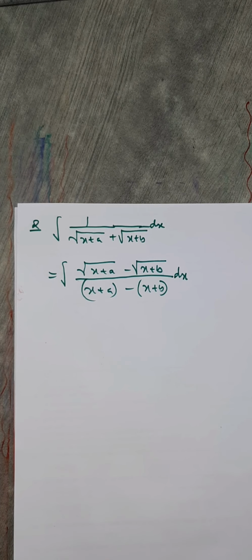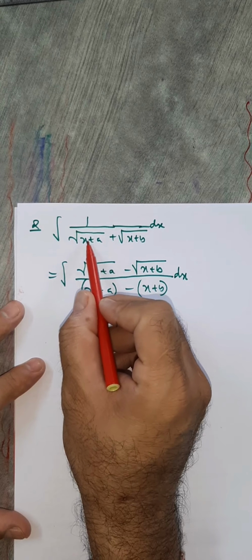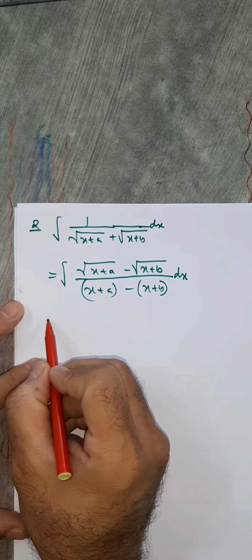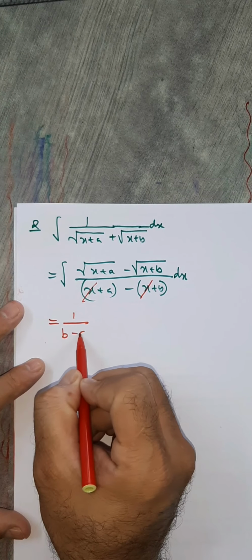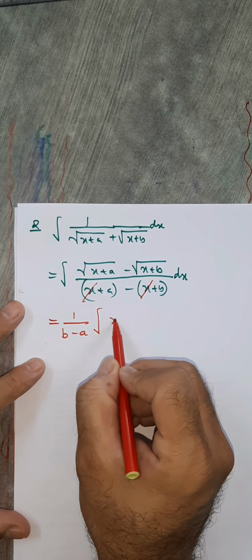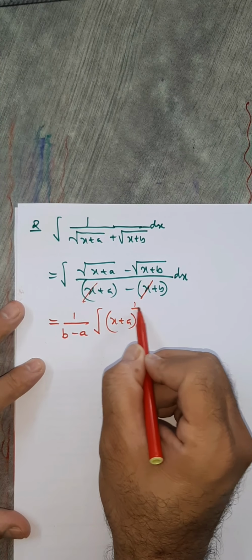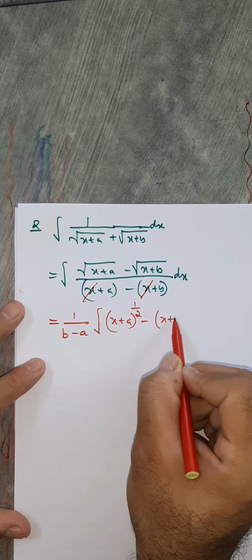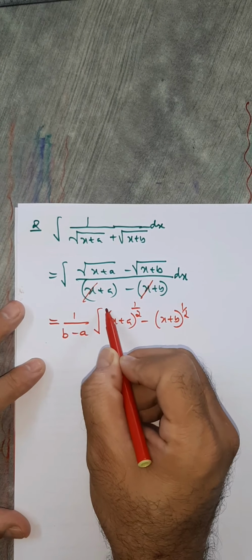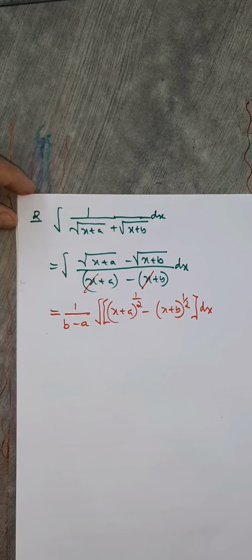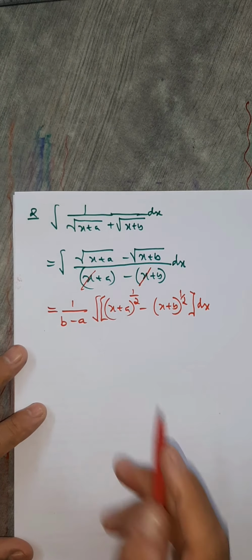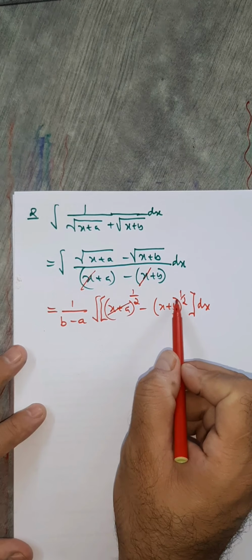What's the conjugate of the denominator expression? Same expression with opposite sign. So this root will go away here in the denominator. x will get cancelled. This is b minus a, a constant. I'll keep it outside. This one as it is right now, raised to 1 by 2, your x plus b raised to 1 by 2. You know, inside the bracket both are linear functions. So you can imagine that as x and you can integrate it. This is like x, this is like x.